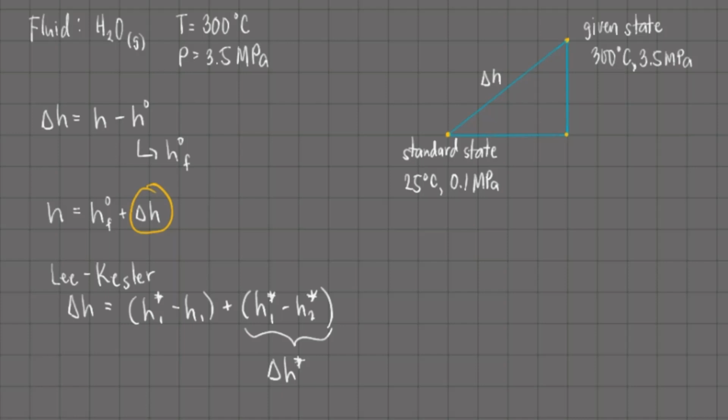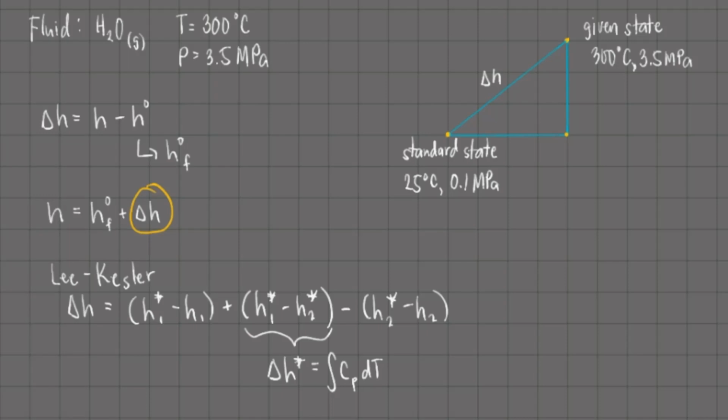This is simply determined as the integral of Cp dt. In this equation, our Cp is defined as an equation in terms of the absolute temperature. We simply integrate this expression for water and then we get our delta H asterisk. The final term in our delta H is minus (H2 asterisk minus H2). This final term gives us the enthalpy departure of our given state.